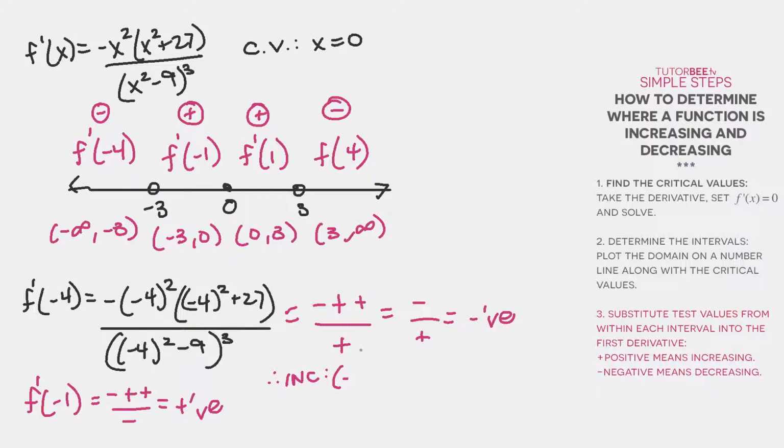So therefore, what we know is that it's going to be decreasing from negative infinity to negative 3, union with 3 to infinity. And then we're going to be increasing from negative 3 to 0, union with 0 to 3.